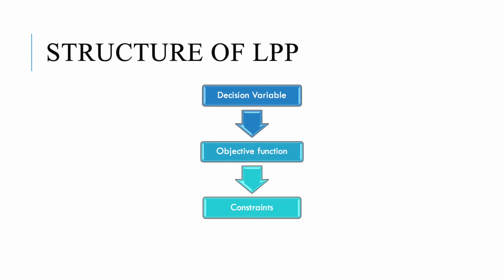Hello everyone. So today we are going to study the formulation of a linear programming problem. Before that we are going to see the structure of LPP. In the structure of LPP we have decision variables, objective function, and constraints. By using them we will formulate our LPP. To see that, we will look at one example today.